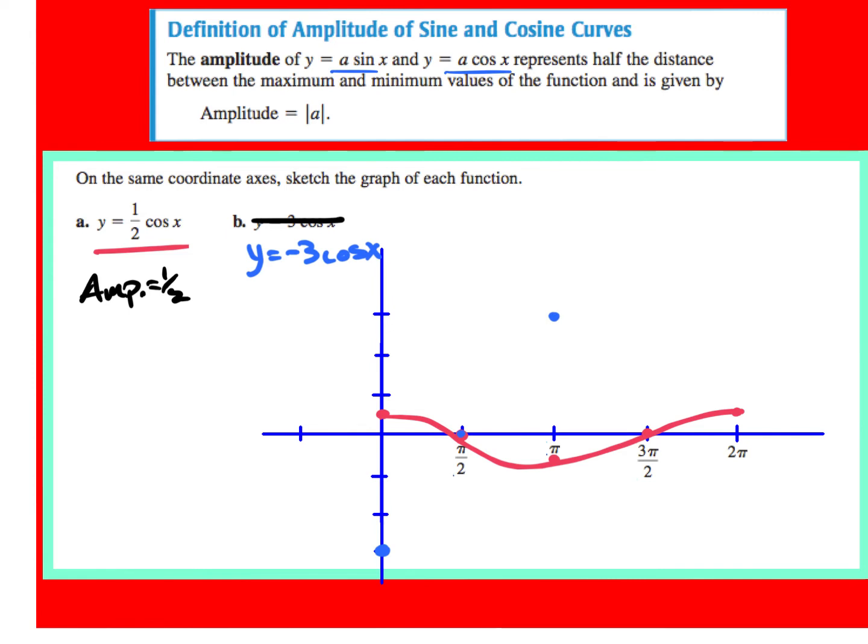It's going to keep coming up. And then 3 pi over 2. What's the cosine of 3 pi over 2? 0. So then it goes back to 0. And then at 2 pi, what's the cosine of 2 pi? 1. And so 1 times -3 is -3. And so when I sketch this out, it's kind of like that. And then it's going to keep doing that wave after wave. Every 2 pi, it does that. Now, what's the amplitude on this thing? 3. The amplitude is 3.